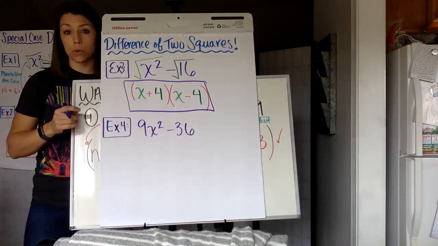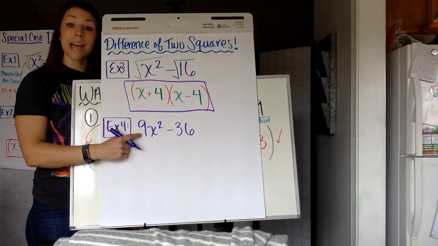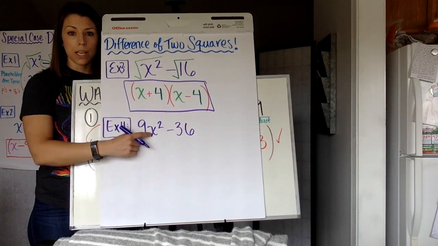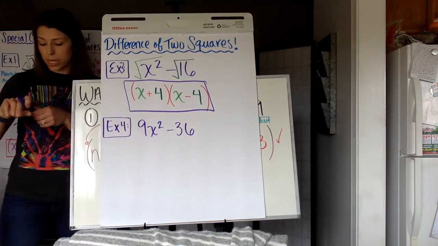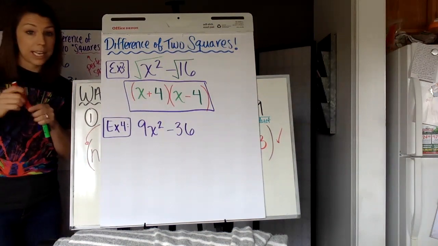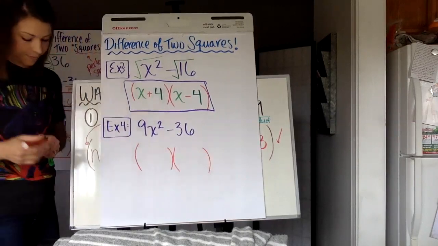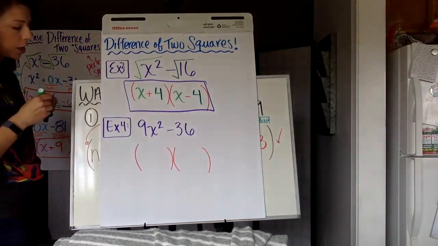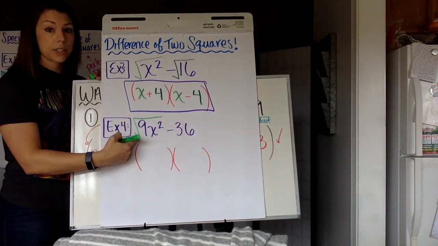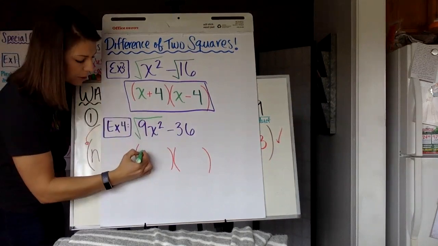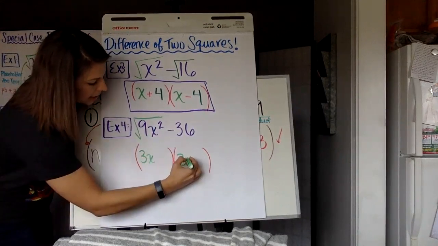Are both of these terms perfect squares? Well, we know 36 is a perfect square. Is 9x squared a perfect square? Is 9 a perfect square? Yeah, 3 times 3. Is x squared a perfect square? Yeah, x times x. So we can do difference of 2 squares. So very quickly now, we get to set up our 2 binomials. To find the first term, you take the square root of the first term. What times what is 9x squared? Well, what times what is 9? That'd be 3 and 3. And what times what is x squared? That'd be x and x.